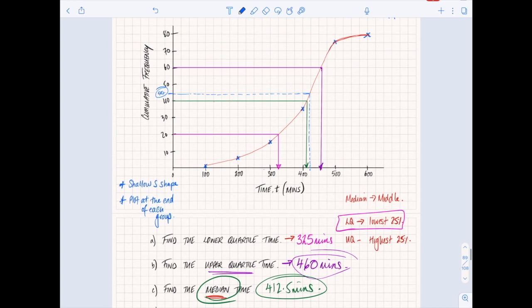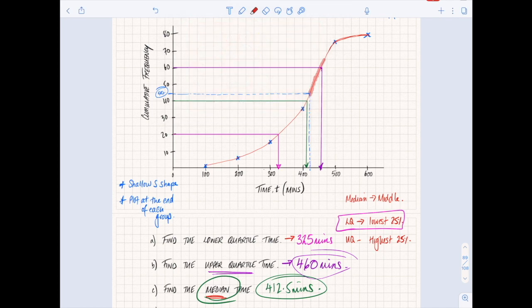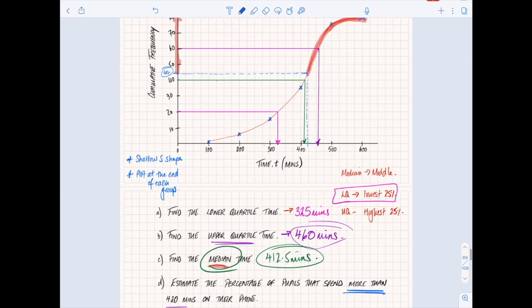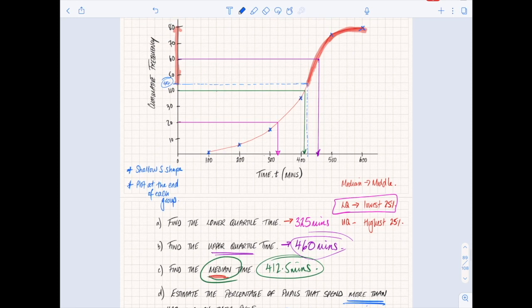So what we're looking at is how many pupils basically fall in this bit here. Because it's got to be greater than 420 minutes, it's all of these pupils. So because I'm on 44 there, it's the difference between 44 and 80. So 80 minus 44 gives you 36. So there are 36 pupils that fall within that section there and that bit there.